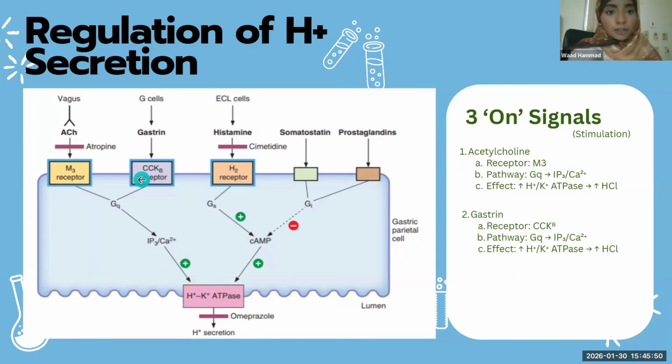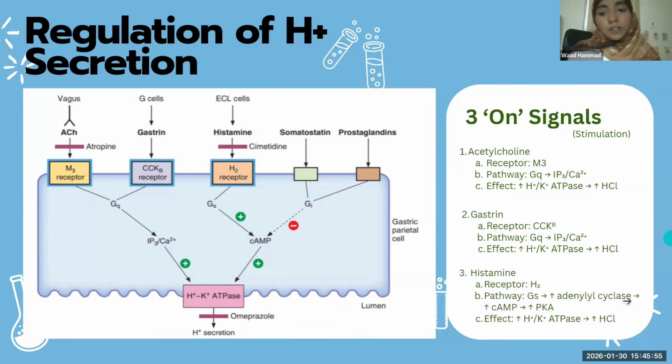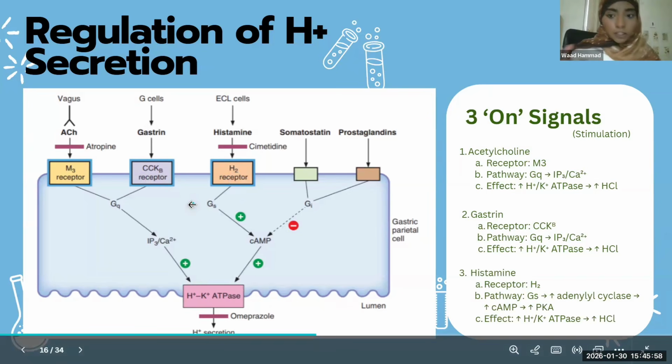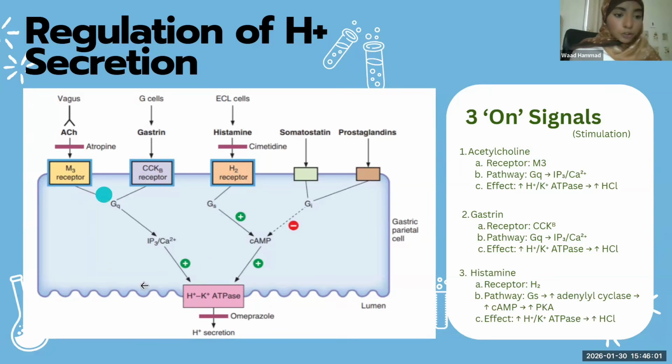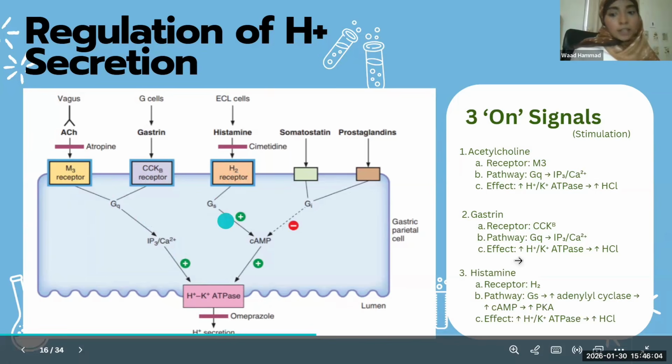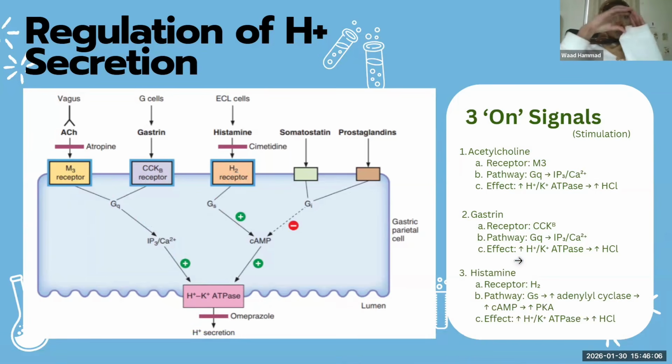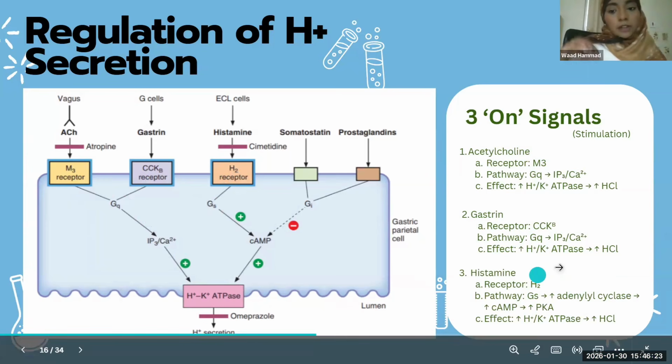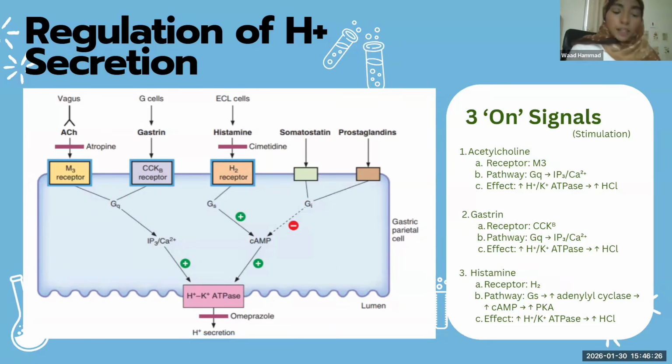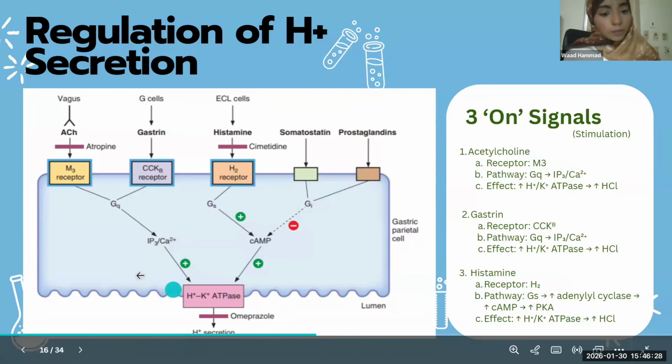And then last but not least, for our last on signal, we have histamine. Histamine binds to an H2 receptor. So this one is different, and it also stimulates a different G protein pathway. So before we had GQ to IP3 and calcium, now we have GS. GS is a pathway which, when it's activated, activates an enzyme called adenyl cyclase, okay? Adenyl cyclase is an enzyme which can then increase cyclic AMP. So just to repeat, GS is activated, that activates the enzyme adenyl cyclase. Adenyl cyclase increases cyclic AMP, and then cyclic AMP can act on our proton potassium pump.